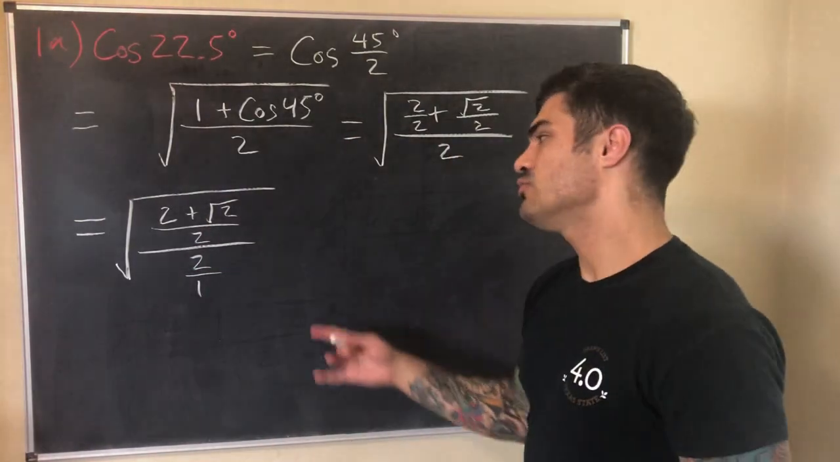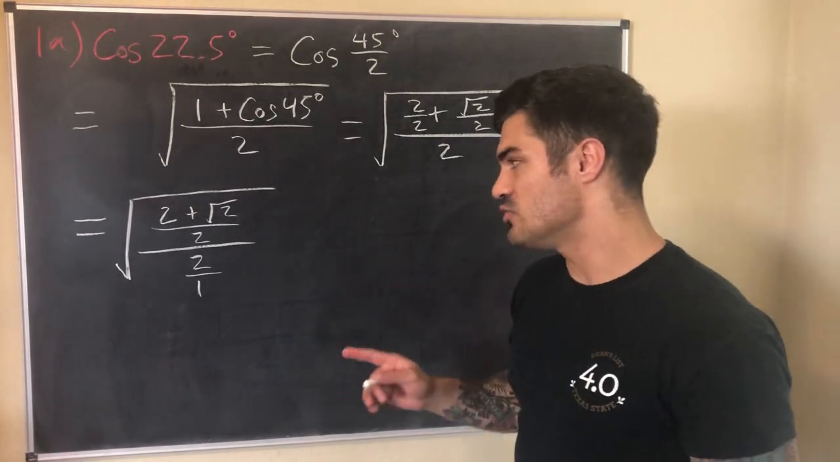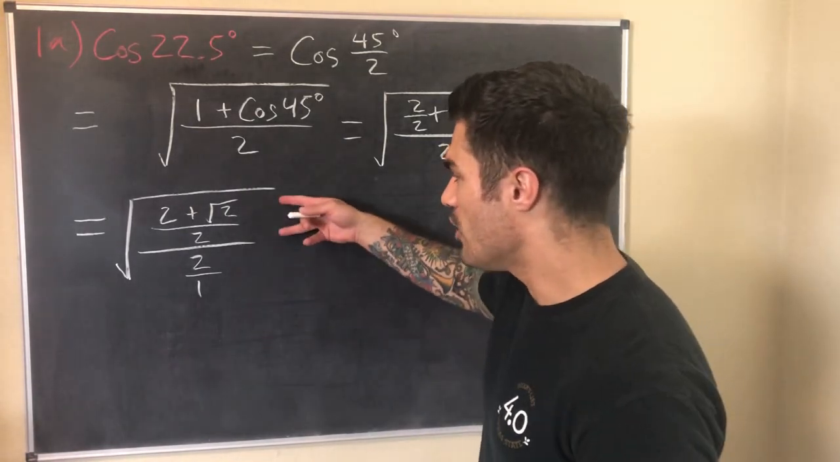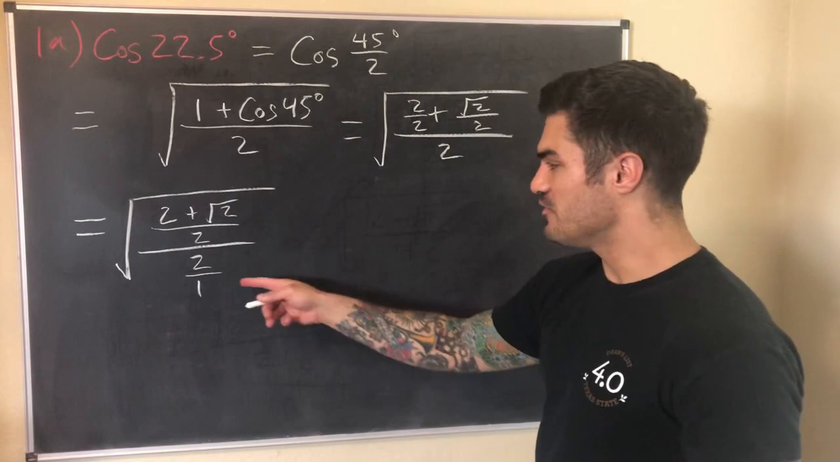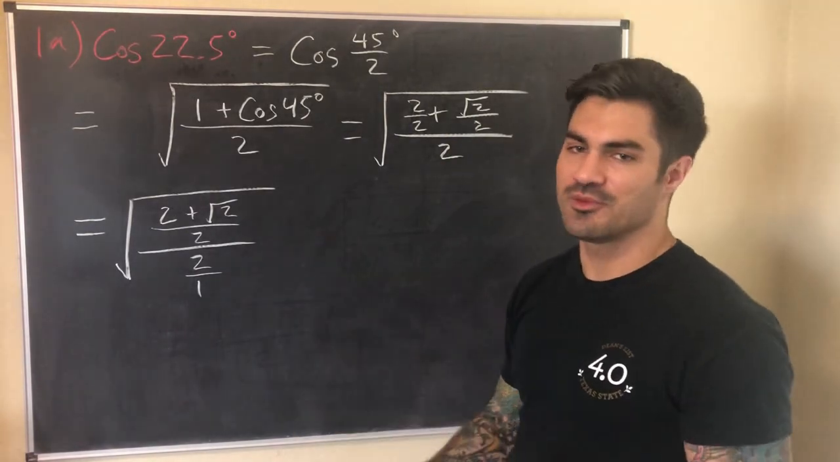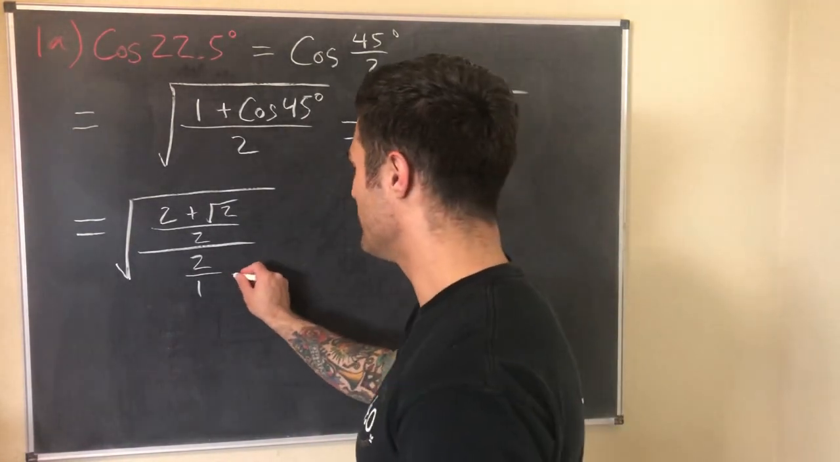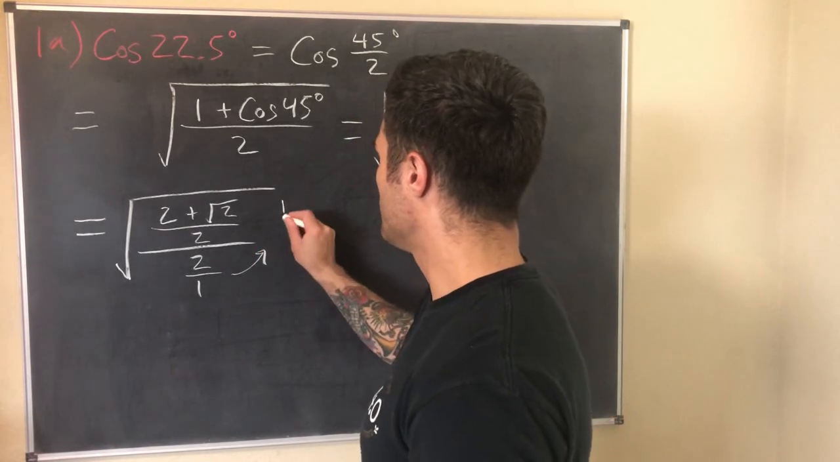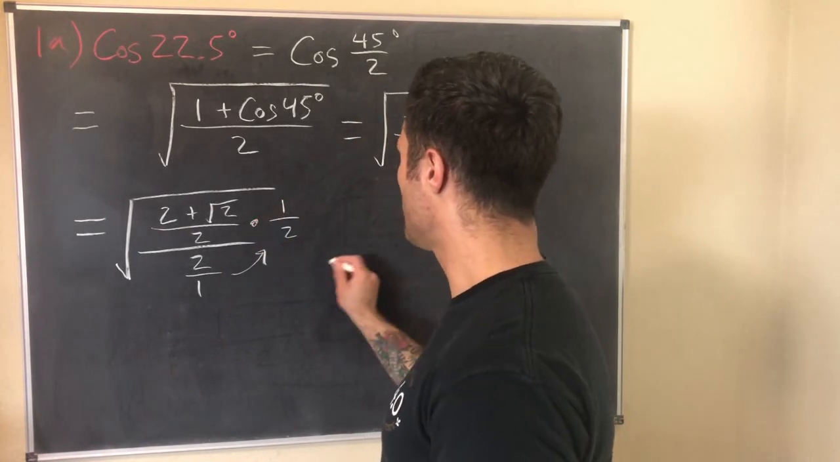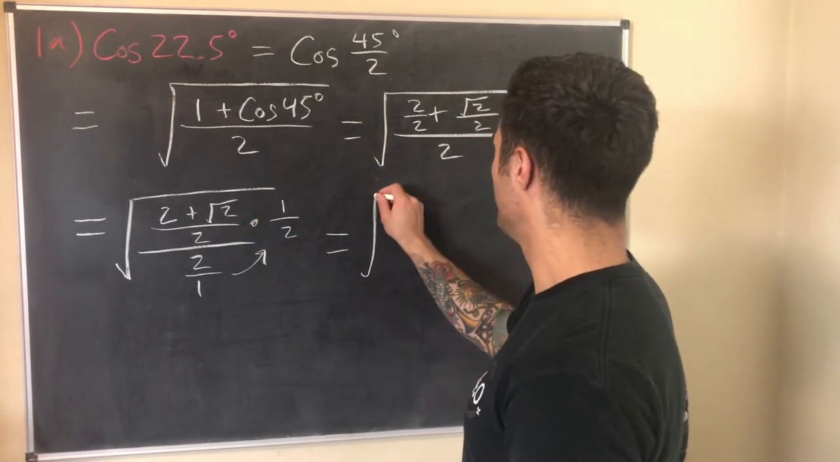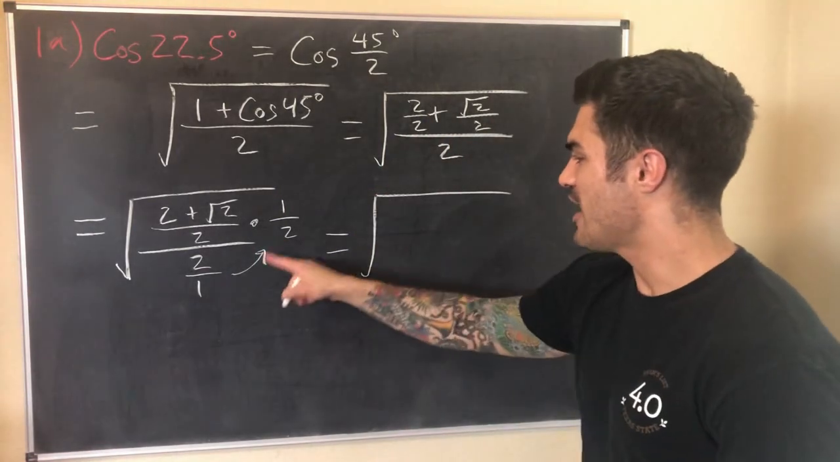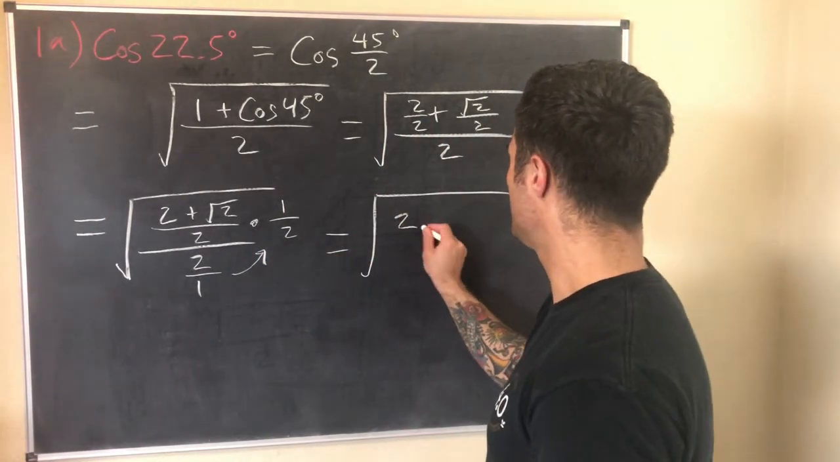And now, when I divide two fractions, I can think of it two ways. I can multiply by 1/2 over 1/2, or I can flip the bottom and multiply across. They both mean the same thing, just two different ways of thinking about it. So flip the bottom, multiply across, but this all stays in the square root. So now what we have is 2 plus root 2 over 4.